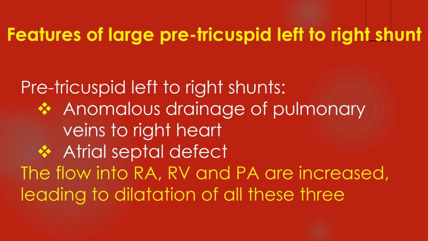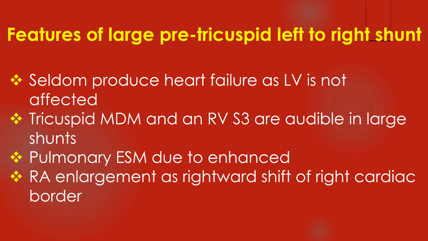Pre-tricuspid left-to-right shunts are either due to an anomalous drainage of pulmonary veins to the right side of the heart or an atrial septal defect. The flow into the right atrium, right ventricle and pulmonary artery are increased, leading to dilatation of all these chambers. Pre-tricuspid shunts seldom produce heart failure as the LV is not affected.